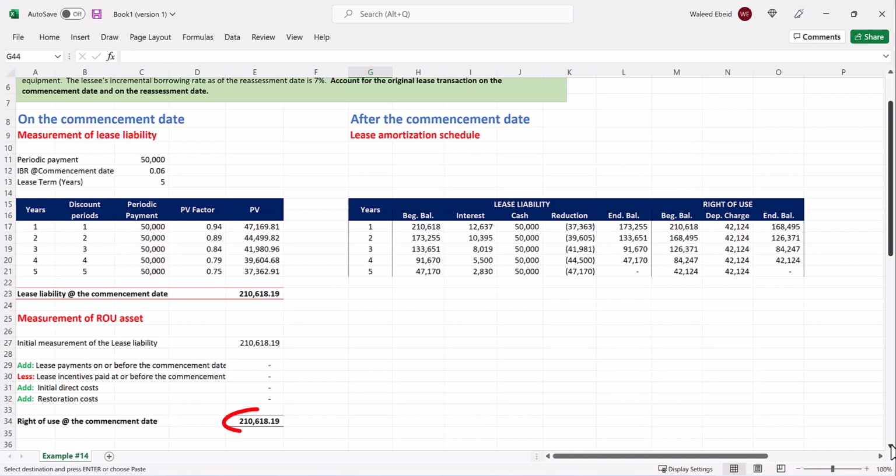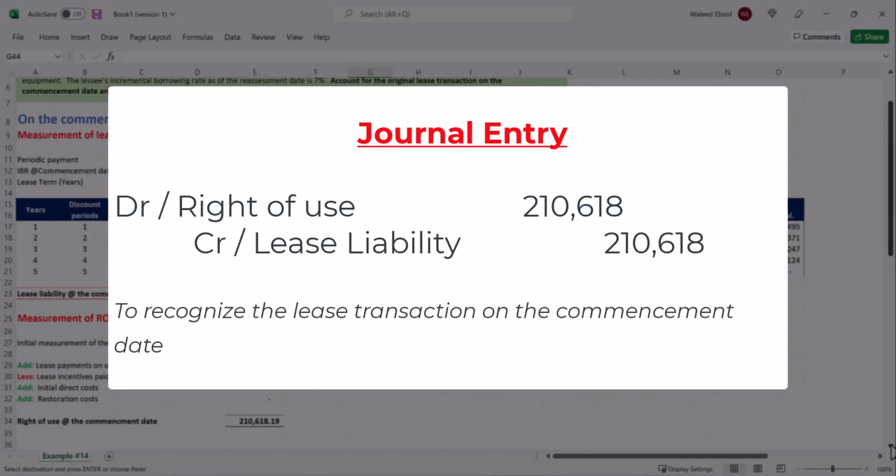And here, the right-of-use asset includes only the initial measurement of the lease liability on the commencement date, as the example did not mention any other components to be included in the right-of-use asset. This is the entry that should be booked in the lessee's books to recognize the lease transaction on the commencement date.